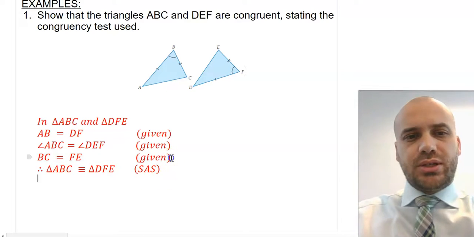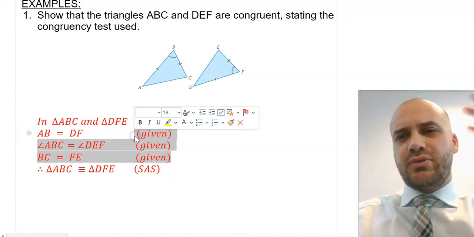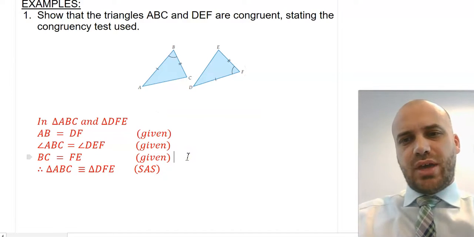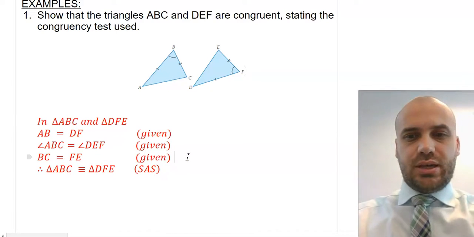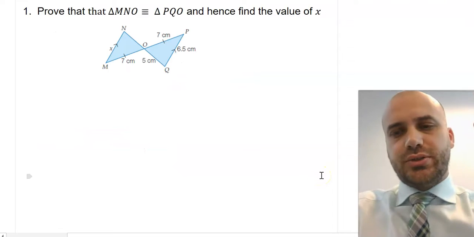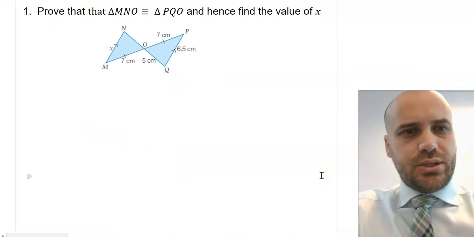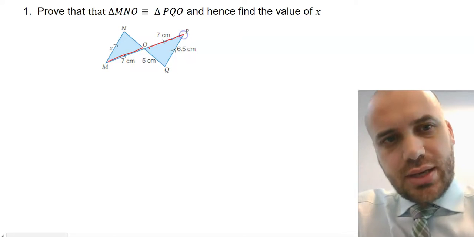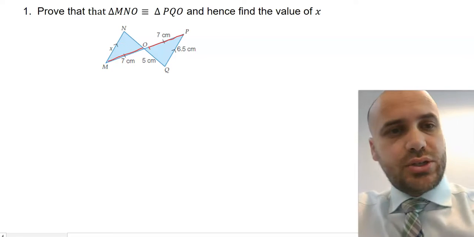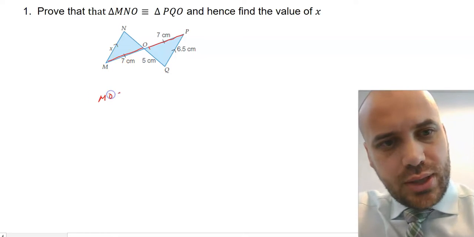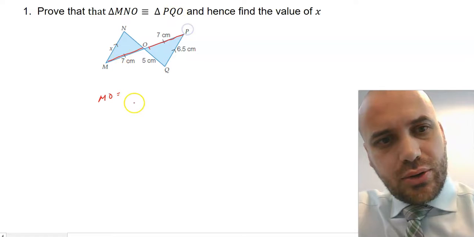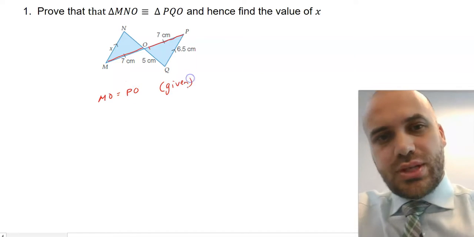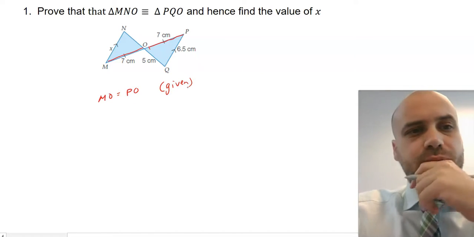Now, you might be looking at this going, what's all this? Why? Given, given, given. Like, that's annoying. The next example won't have every one of them given like that. Here we have two triangles. Now, let's launch into it. You can see that we have a 7 here and a 7 here. So we get a given. We get told that MO is equal to PO. And the reason? Because we're told. Because they're both 7. That's given information.